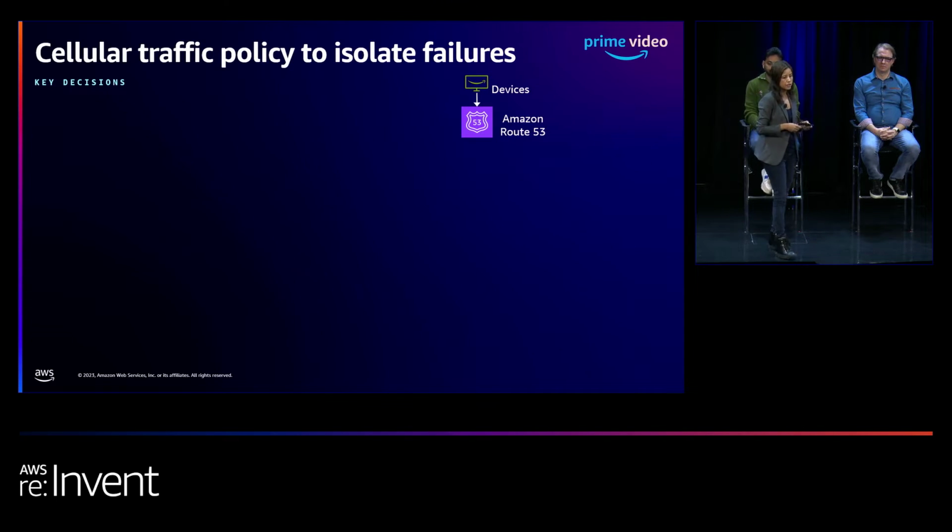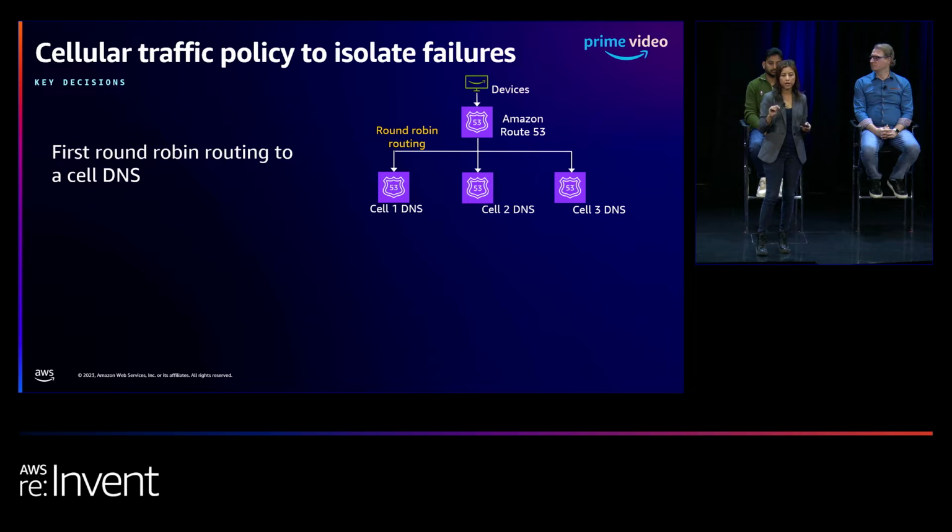And the second decision that they took is around cellular traffic policy. So when a request came in from the devices to Route 53, they had traffic policies built in on Route 53 that would route the traffic based on round robin. So the request would go into cell 1, cell 2, and cell 3, and so on.